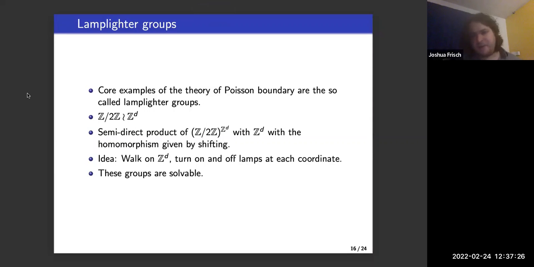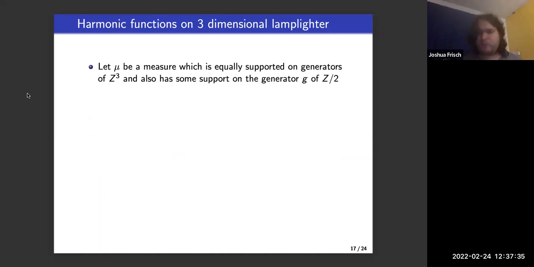And I should say, these groups are actually solvable groups, and in particular, they are amenable groups. And you get a different one of these groups for every d. So let me talk about the three-dimensional one. Now our Lamplighter is a bird, flying up, flying down, flying left, flying right, flying in all directions.